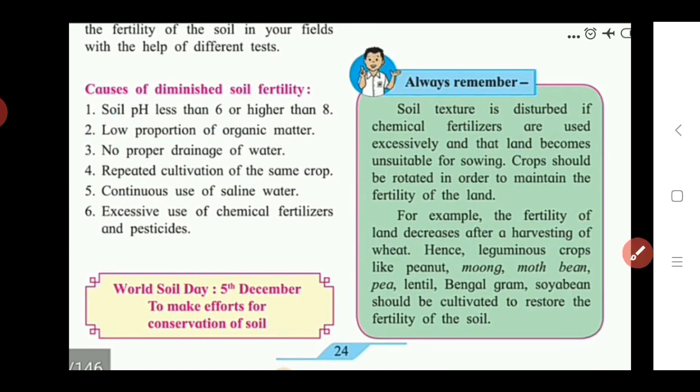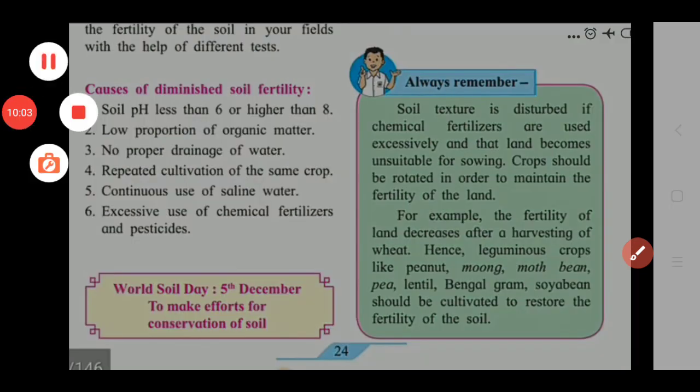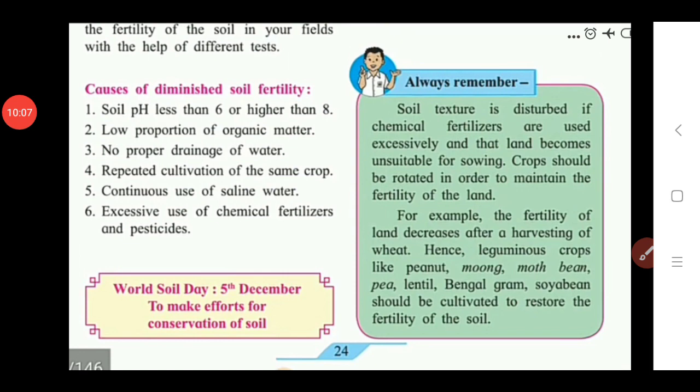So again they give us some information in that box, that is, always remember soil texture is disturbed if chemical fertilizers are used excessively and the land becomes unsuitable for sowing. Here another factor to disturb the soil texture or soil fertility is the use of chemical fertilizer in excess amount. So due to this the soil becomes unsuitable for sowing or growing the crops.